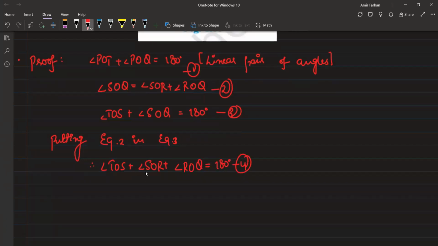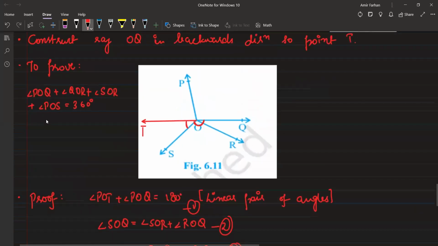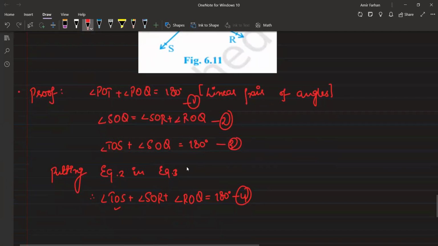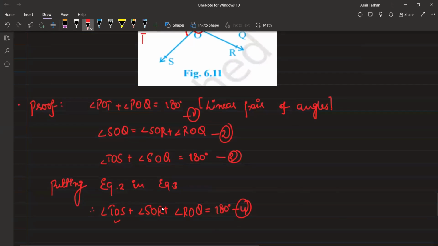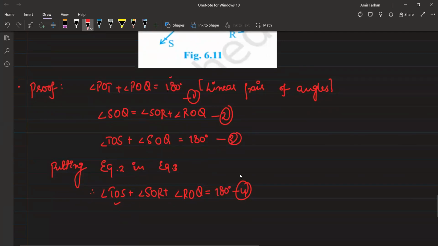Now tell me, in this equation we have TOS. Just a second, I need to figure out what to replace it with. Yes, got it. If I add 180 and 180, this will be equal to 360.